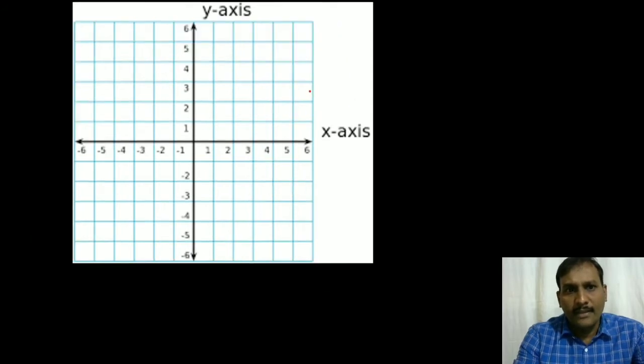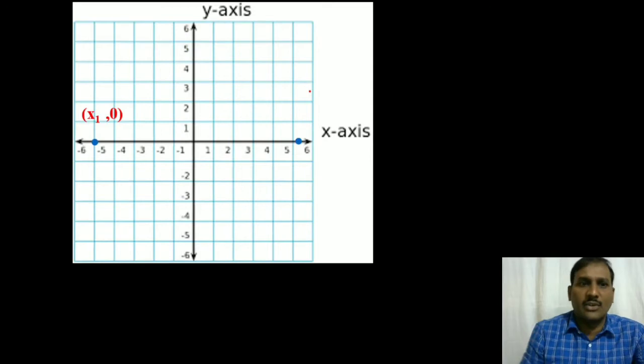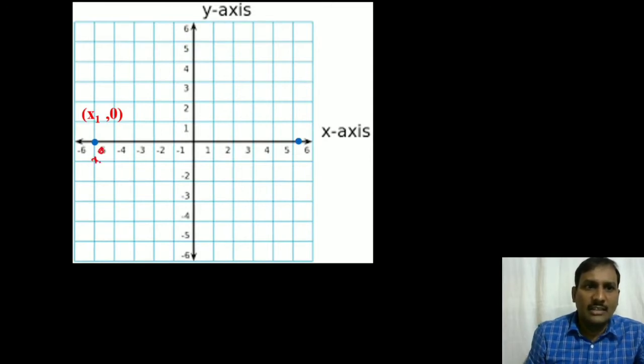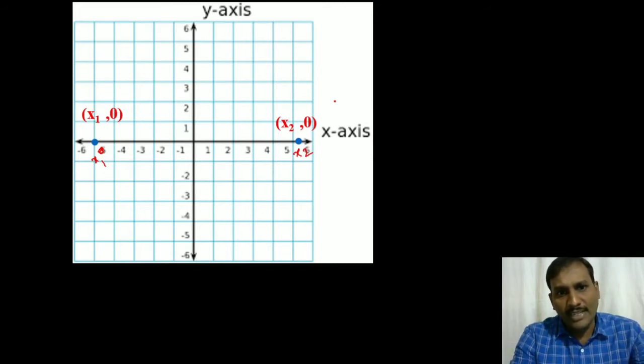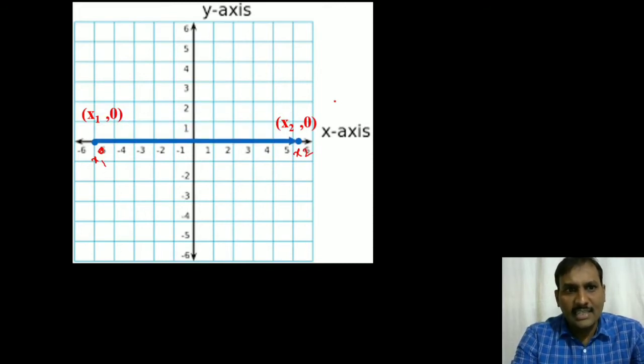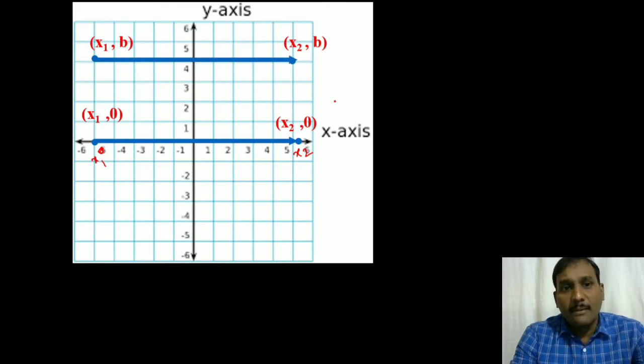Okay. Now let us generalize this. So these are the 2 points, x1 comma 0 and x2 comma 0, where this is x1 and this is x2. The distance between 2 points on x-axis, or let us take 2 points with the same y coordinates, which is 2 points on a line parallel to x-axis.